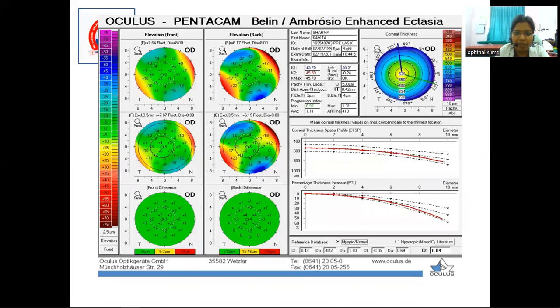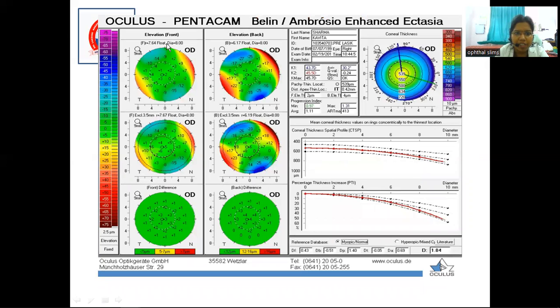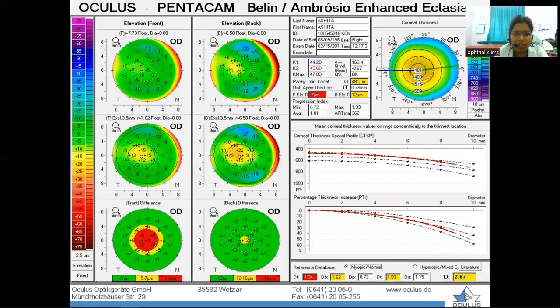So this is a Pentacam map, which is showing the BAD map here. BAD stands for Belin-Ambrosio Enhanced Ectasia Display. If we look into any Pentacam map, you can see this is the anterior elevation map and this is the posterior elevation map.